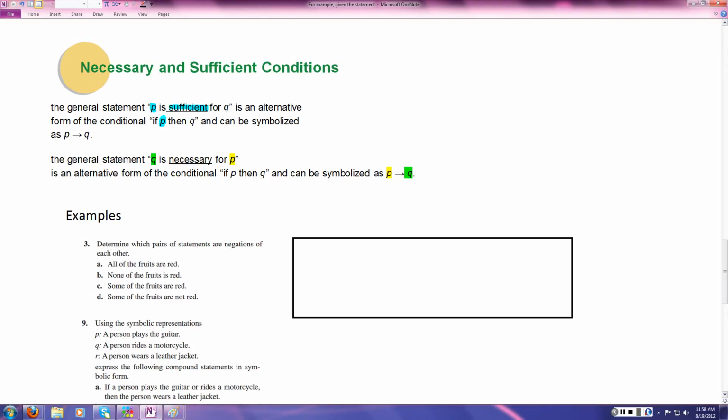The statement that's before sufficient is going to go in the premise, and the statement after sufficient is in the conclusion. So it's still going to be symbolized as P implies Q.